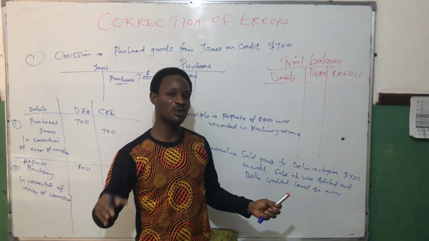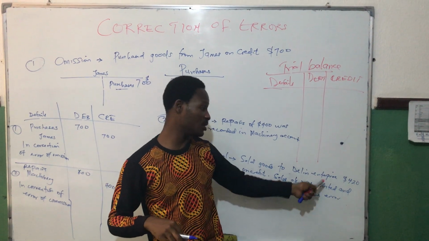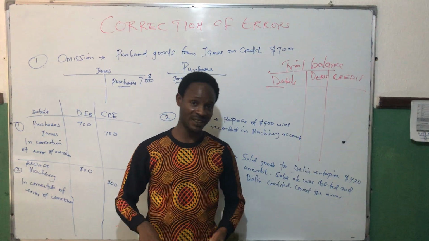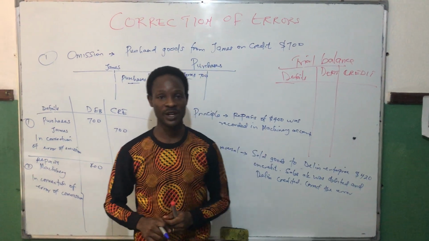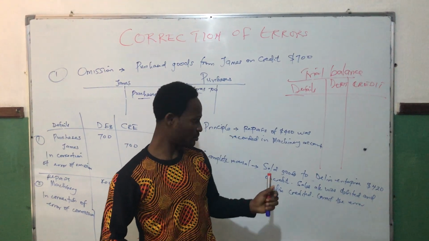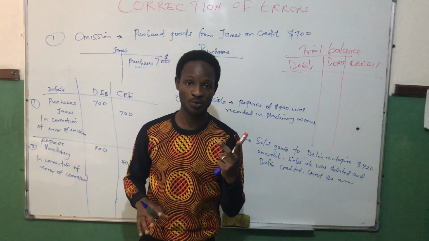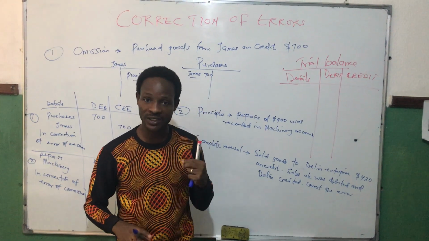So first, we need to look for an amount that will first cancel out the 420, and we still need to record the 420 in the credit side. That means, in summary, when you have an error of complete reversal, when you are correcting, multiply it by 2. For emphasis sake, note this place.